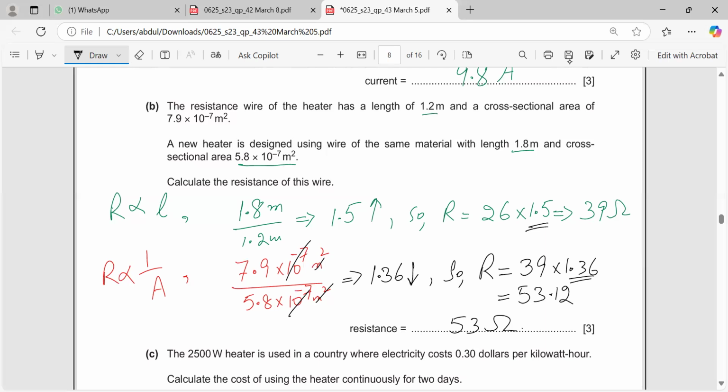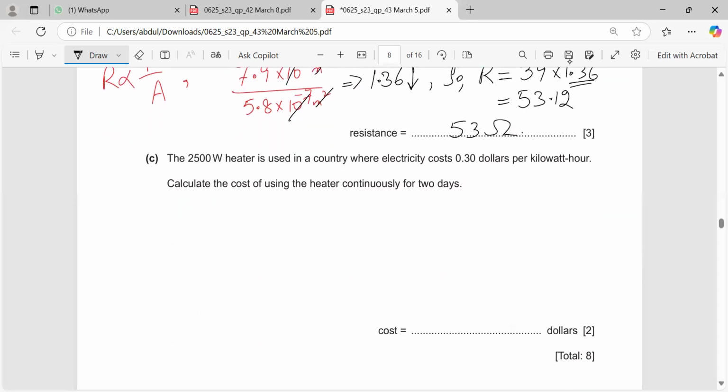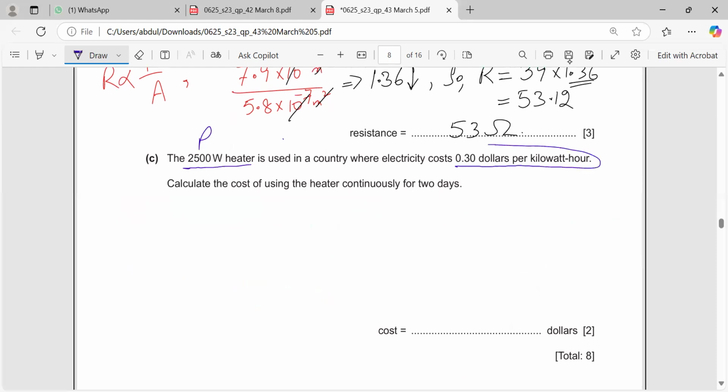Okay, now another question which is introduced from 2023, the cost of electricity stuff. Now see here my dear friends, that a 2500 watt heater which was mentioned above is used in a country where the electricity cost is $0.30 per kilowatt hour. Calculate the cost of using the heater continuously for 2 days.